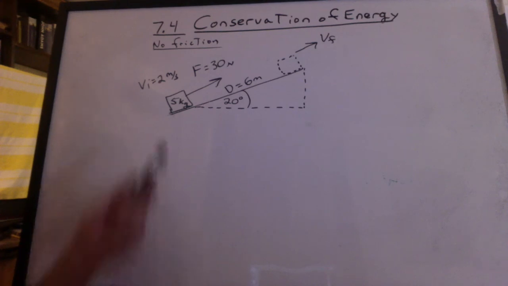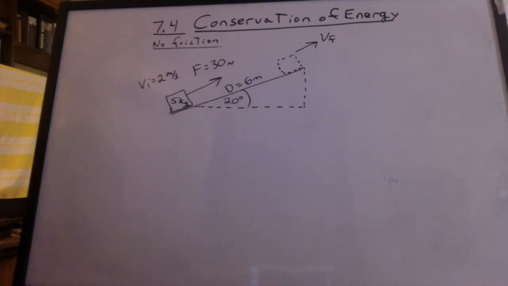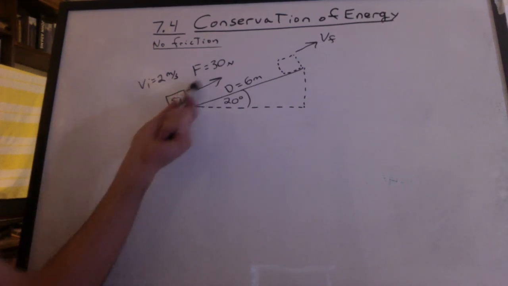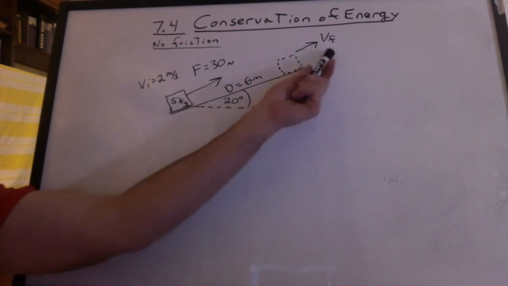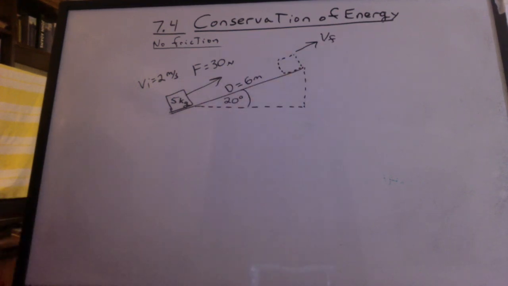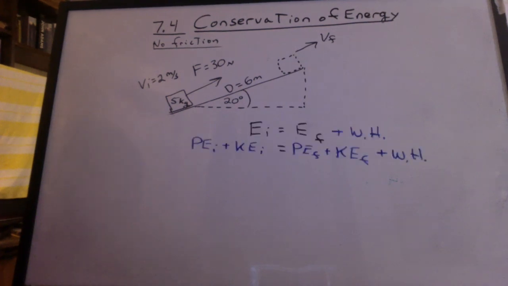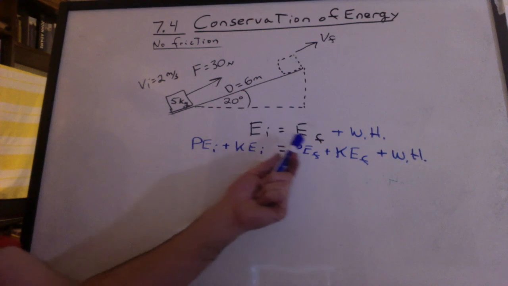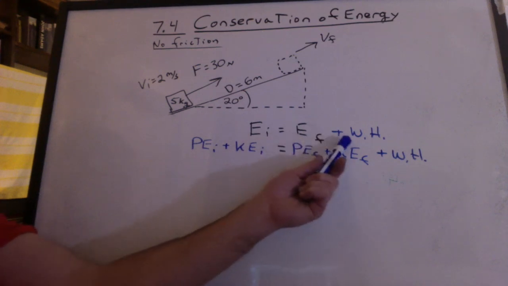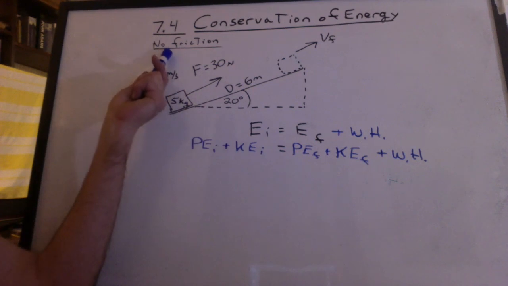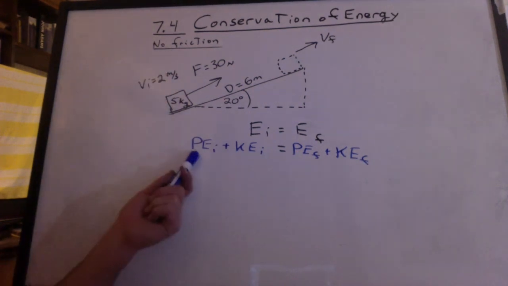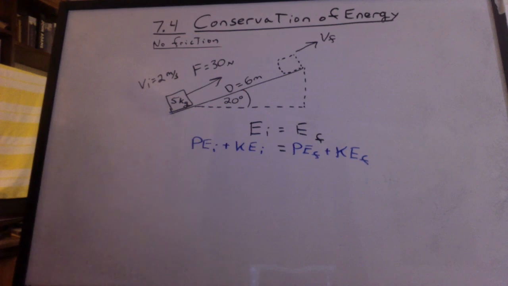One more example. How about we're going to drag this block up the hill? I'm going to use 30 newtons. I'll pull parallel to the plane, 6 meters. What's the final velocity going to be? Now again, you might want to pause this video and try it first. Well, let's see if energy initial equals the energy final. And that term plus waste heat we had in the last example, that's not going to be there because there's no friction.